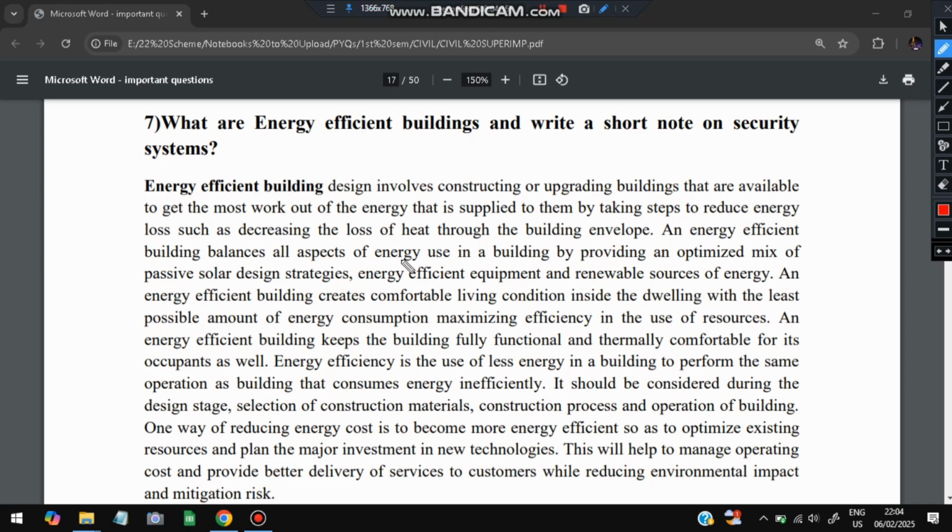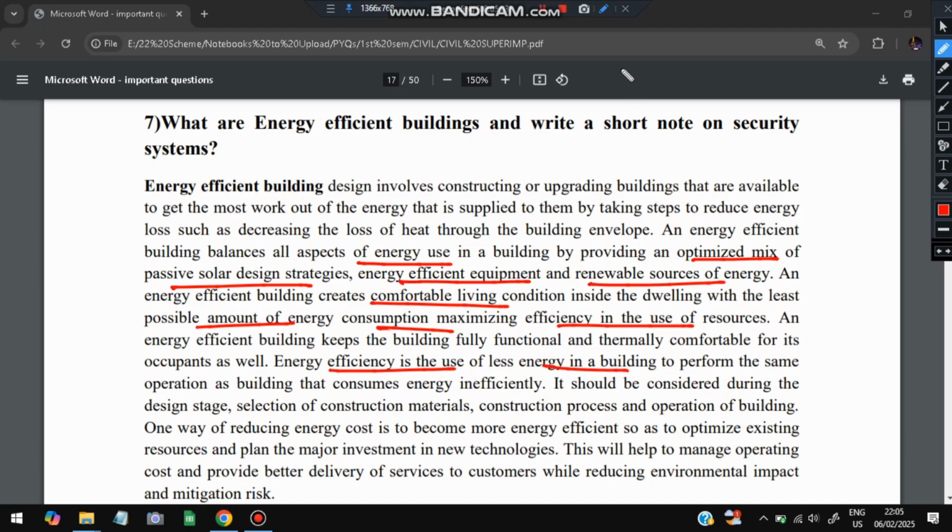So it balances all the aspects of energy in use by providing an optimized mix of passive solar design strategies, energy efficient equipment and renewable sources of energy. By using these things, the energy used by the building will be very less, and it creates a comfortable living condition inside the dwelling with the least possible amount of energy consumption, maximizing efficiency in the use of resources. So energy efficiency is the use of less energy in the building to provide the same operation.